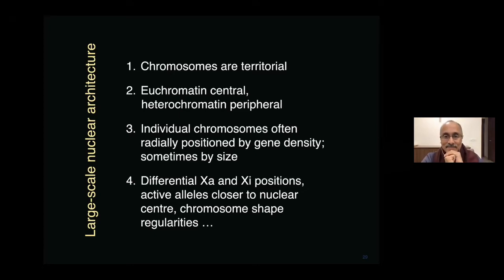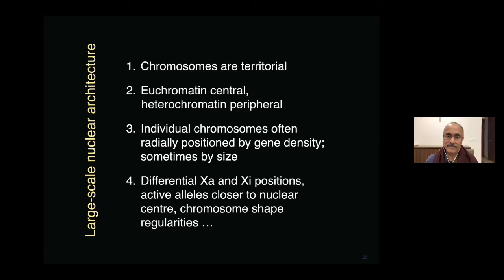Yes, I have a question. Does the observation of chromosomes in non-random territories imply that organization encodes information? I'll come to that a little later, and that is among the things that I will discuss. It's certainly true that we believe that they encode information. What that information is, we don't quite know. I hope to clarify that as I go along.